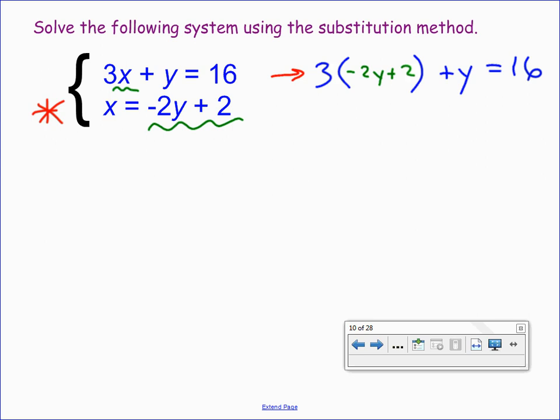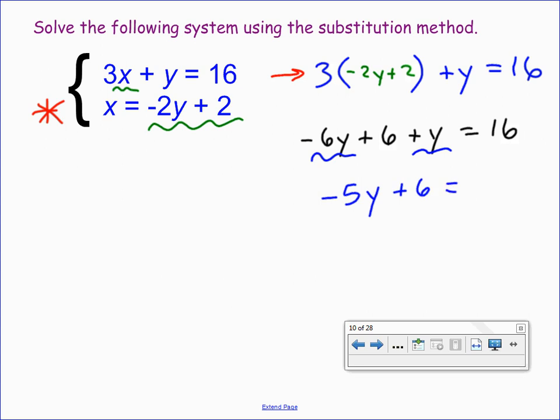So we'll go ahead and distribute: negative 6y plus 6 plus y equals 16. Combine like terms, negative 6y plus 1y, same side, same operation. I get negative 5y plus 6 equals 16. Add or subtract, multiply or divide to get my y term alone on one side. Looks like subtract 6 from both sides, I get 10.